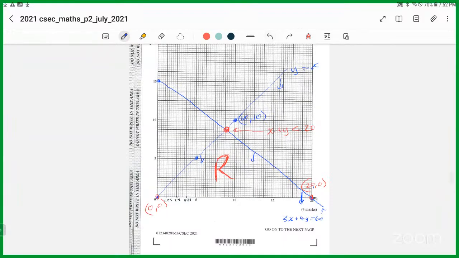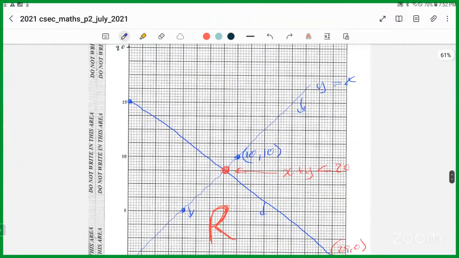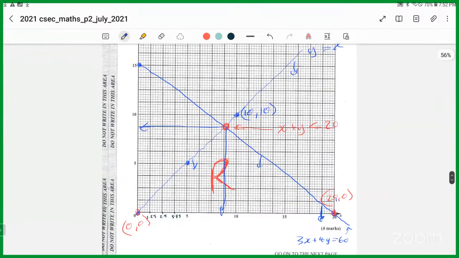Oh no, each of them less than 10, because this is the point 10, 10 right here. So this point, the x and the y value both less than 10. See here? This is the y value which is less than 10. This is the x value which is less than 10.